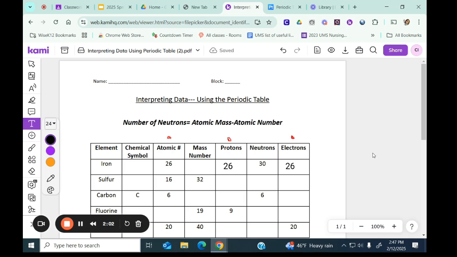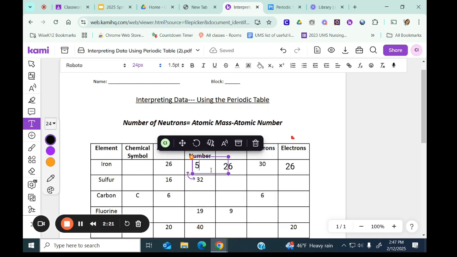Now, in order to find the mass number of the element iron, we are going to look at the two particles that have the most mass, which are the protons and neutrons. So in order to get the mass number, you're going to add your protons plus your neutrons. So 26 plus 30 is going to give us 56.